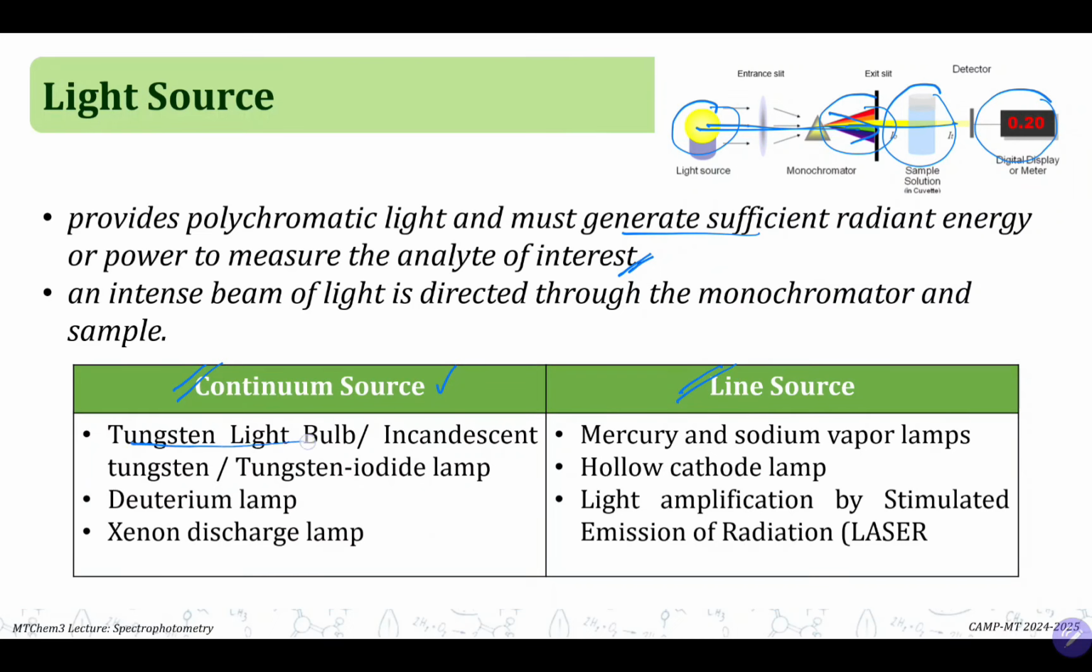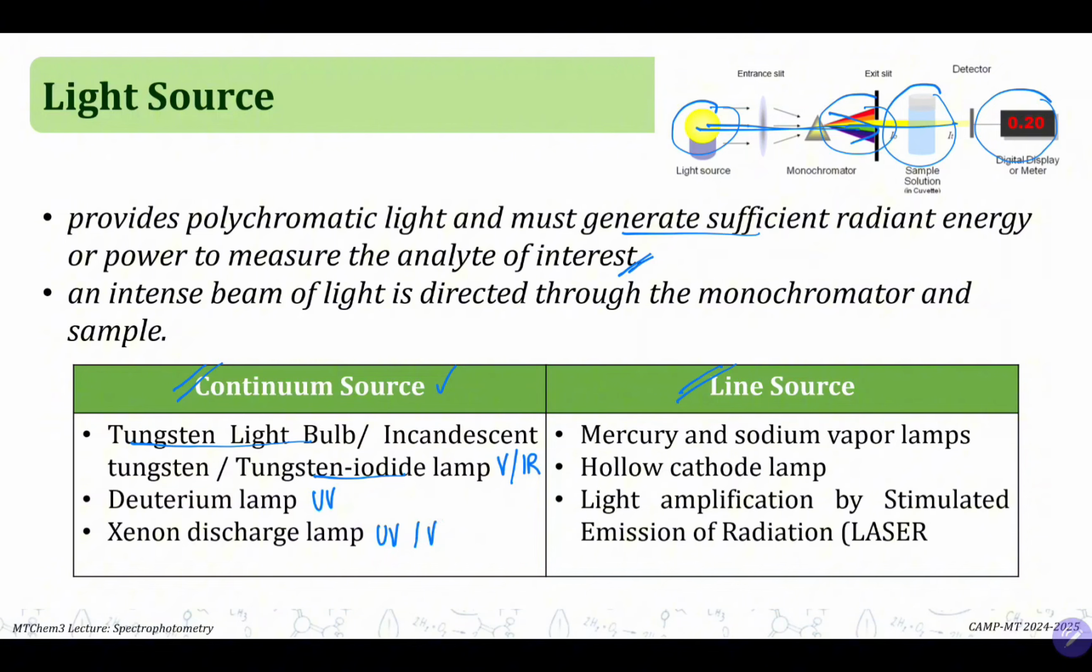Your tungsten light bulb, also known as your incandescent tungsten or tungsten iodide lamp, is the most commonly used light source in the visible and near infrared region. Again, visible and near infrared region. Next, your deuterium lamp is routinely used to provide UV radiation in analytic spectrometers. And lastly, your xenon discharge lamp produces a continuous source of radiation which covers both your UV and visible range.